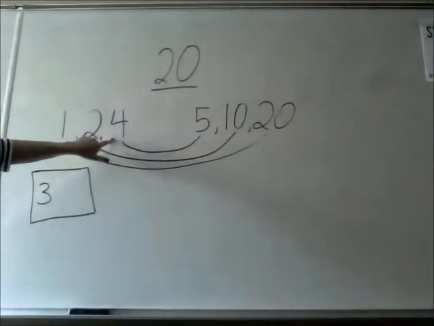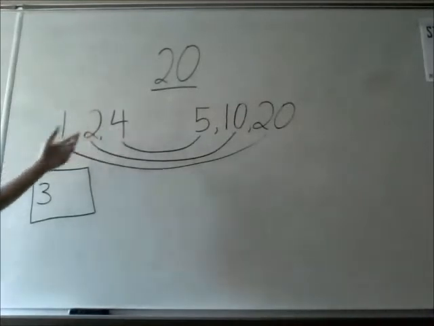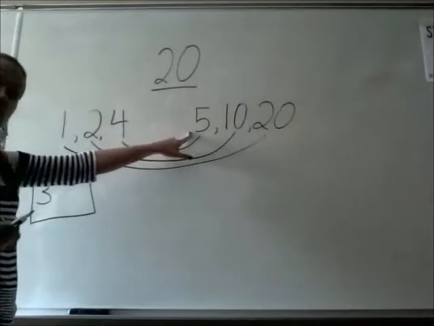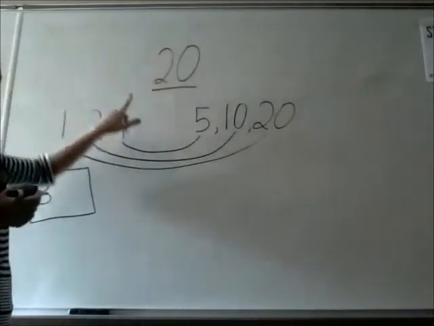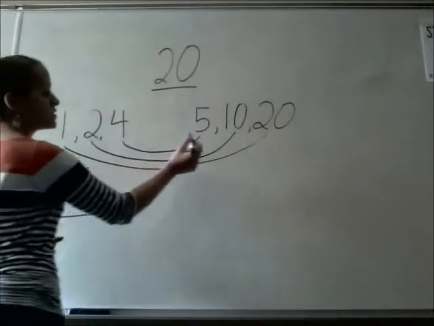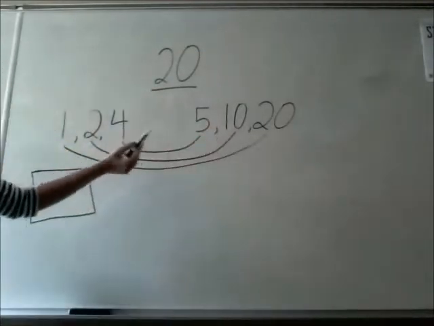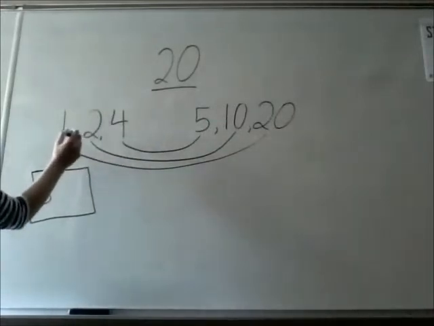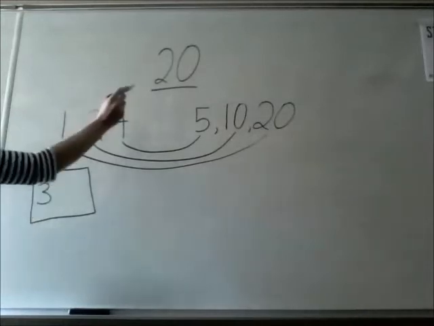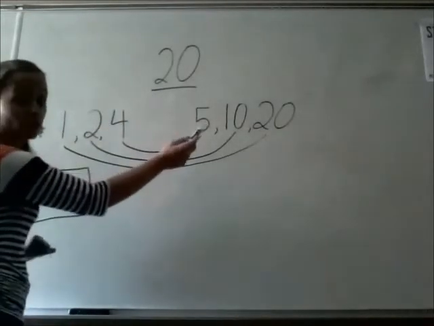Now, if I jump to the next number, what's the number after 4? 5. But since 5 has already been used, we have found all of our factor pairs. There's no need to go up to 6, 7, or 8 because they would have to be multiplied by a smaller number, and these numbers are the only ones that can divide 20 into another whole number.